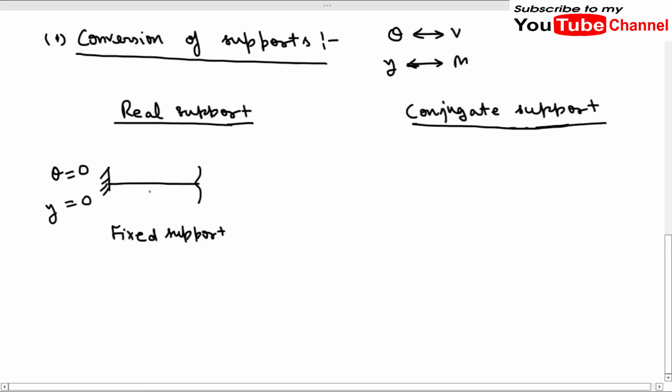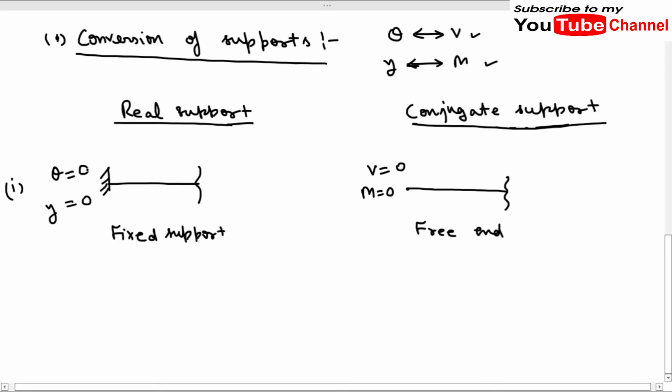So if we want to convert this fixed support into its conjugate support, it means that we should have a condition in which the shear force should be zero and the bending moment should be zero in the conjugate beam. The only end condition which satisfies both these things is our free end, because at a free end we have shear force zero and bending moment zero. So this is the first condition. I hope you have understood this.